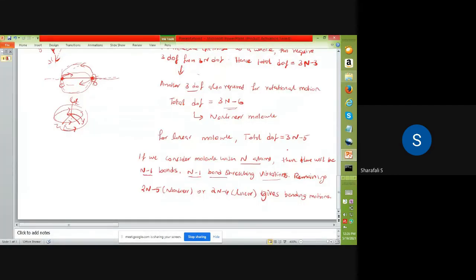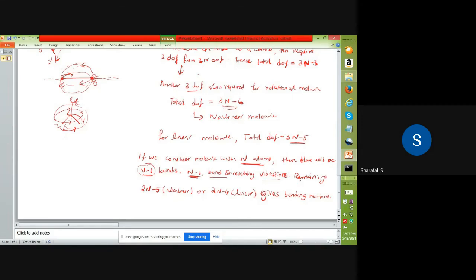In this case, if you are considering a cyclic molecule with n atoms, there will be at least n minus 1 bonds. If you have n minus 1 bonds, there will be at least n minus 1 bond stretching vibrations. So from the 3n minus 6 and 3n minus 5, we have to subtract this n minus 1. That is the stretching mode of vibration.